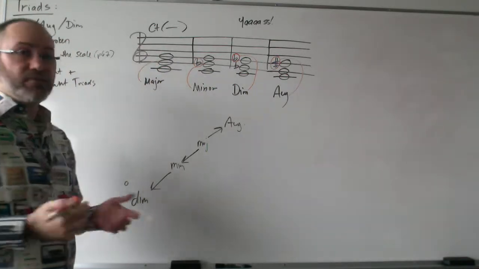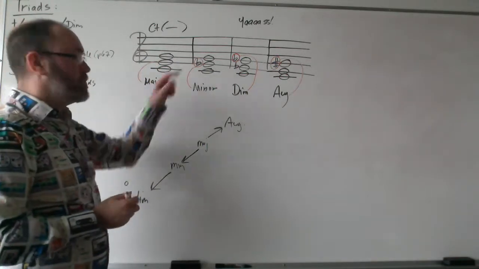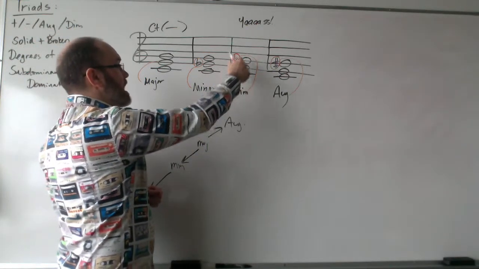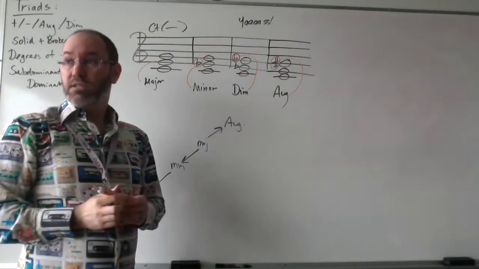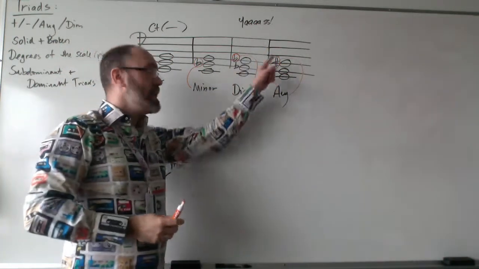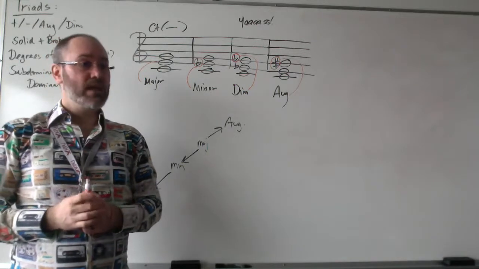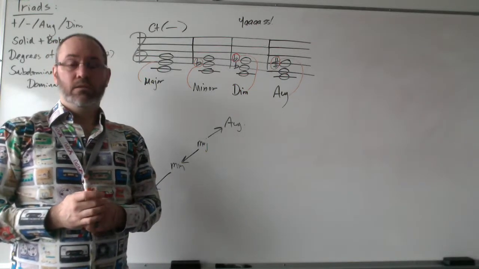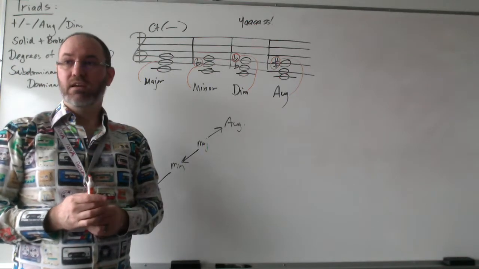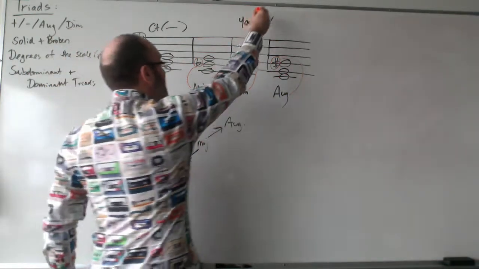Major goes with whatever the key signature is. Minor, you lower the third. Diminished, you make it into a minor, and then you lower the top to make it diminished. Augmented, you leave it as major, and you just raise the upper note to make it augmented. Does this make sense to everybody? Yeah. Mostly? Yeah. Yes. Yes.